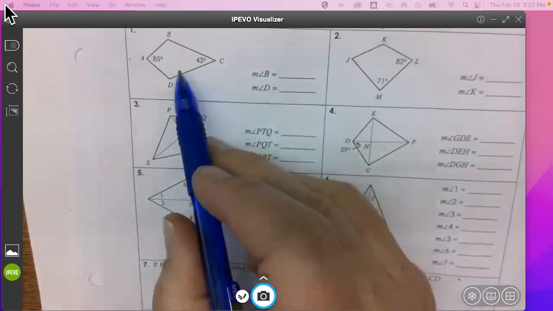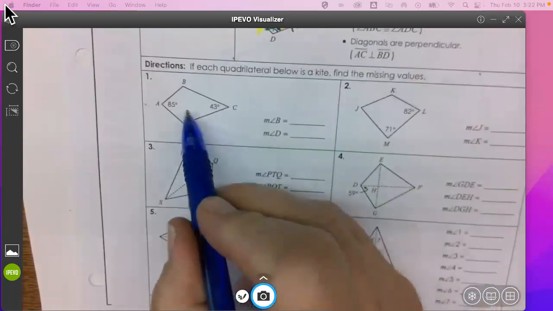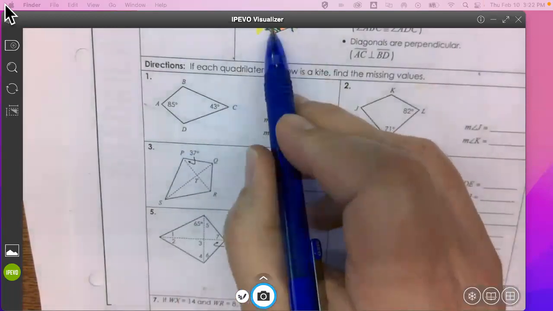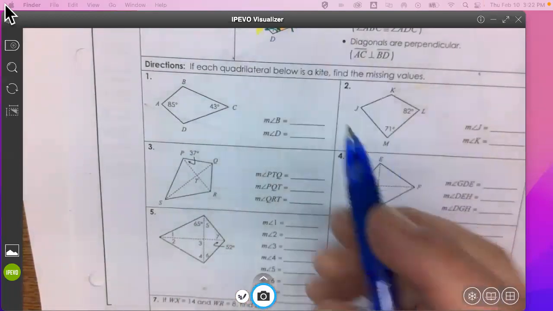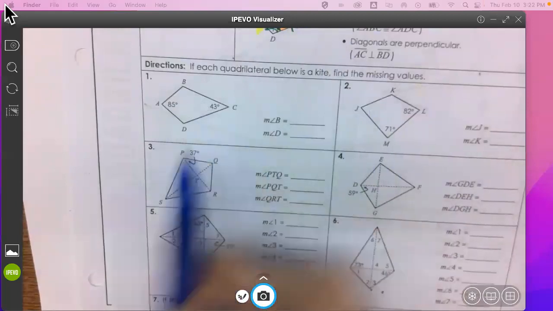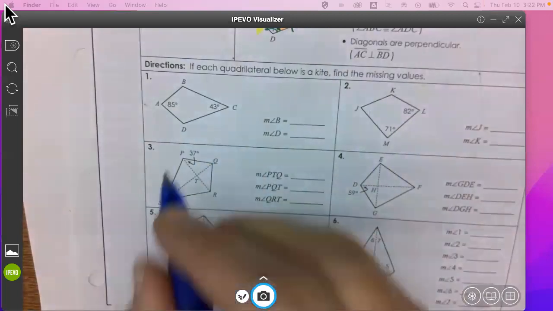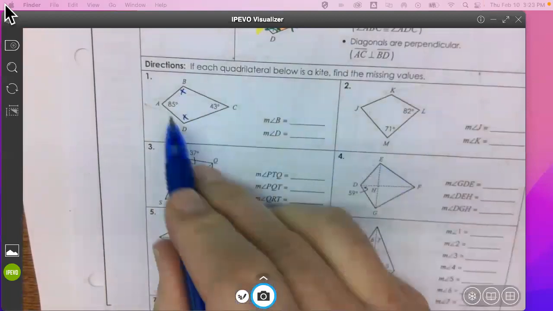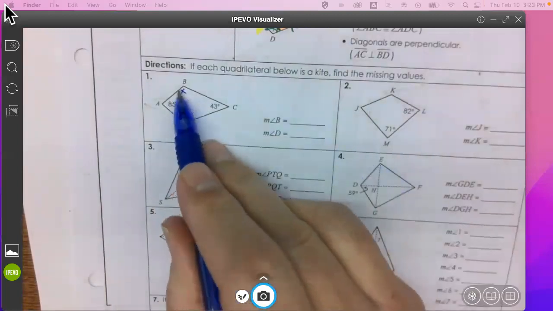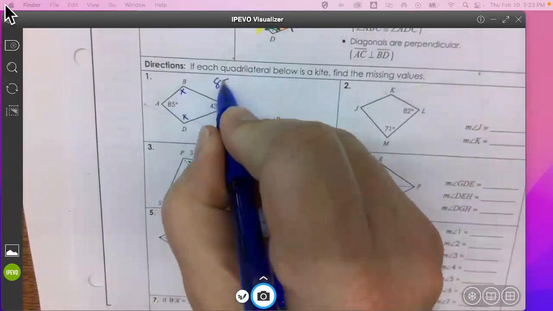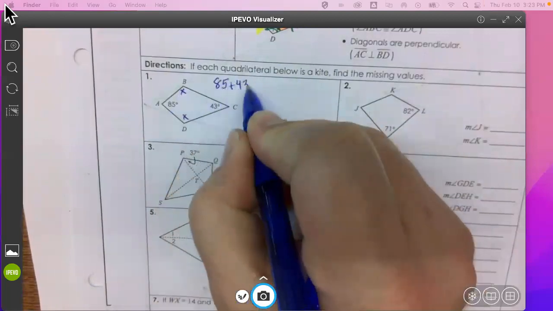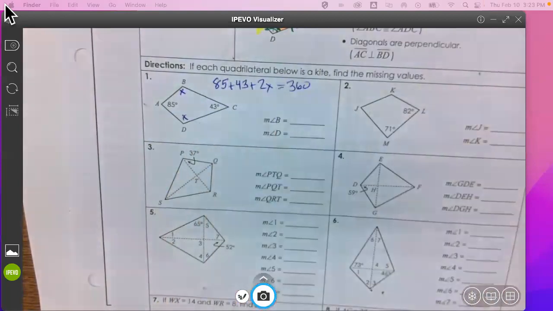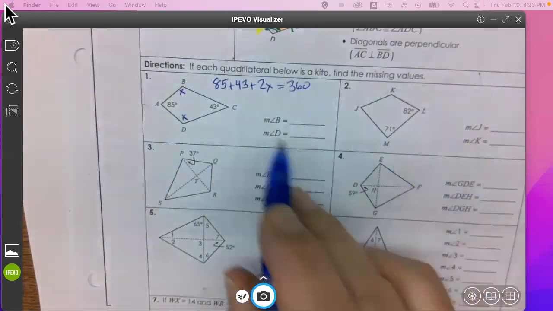Okay, let me take you through just a couple of these kites. Looking at this one, as I said, one pair of angles is congruent, the other pair is bisected. Which pair of angles here are congruent? B and D. Therefore, let's call it X and X. What do I know about all four of these angles together? Yep, so 85 plus 43 plus 2x equals 360. I'll leave you to finish that one.